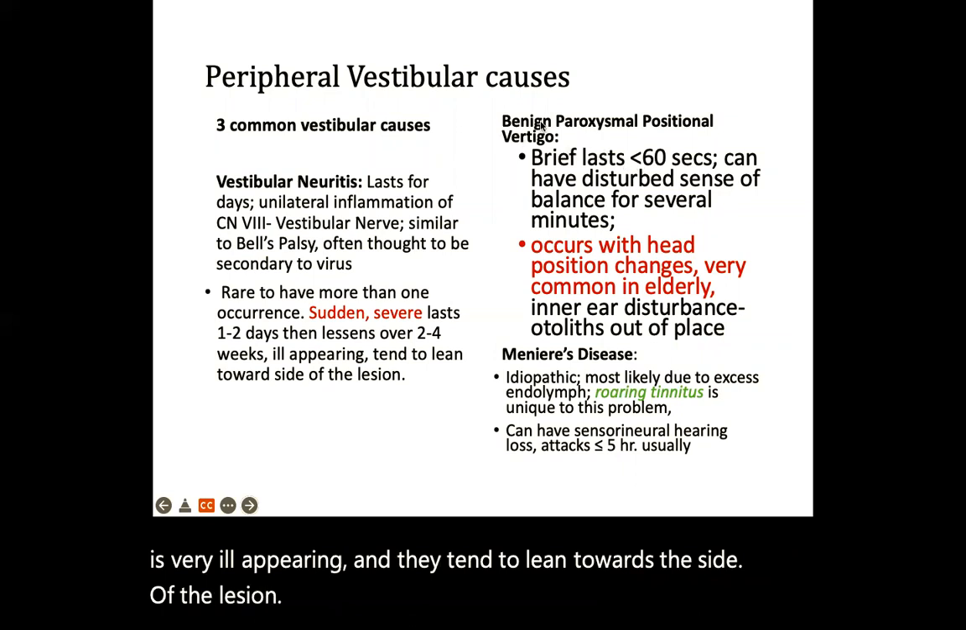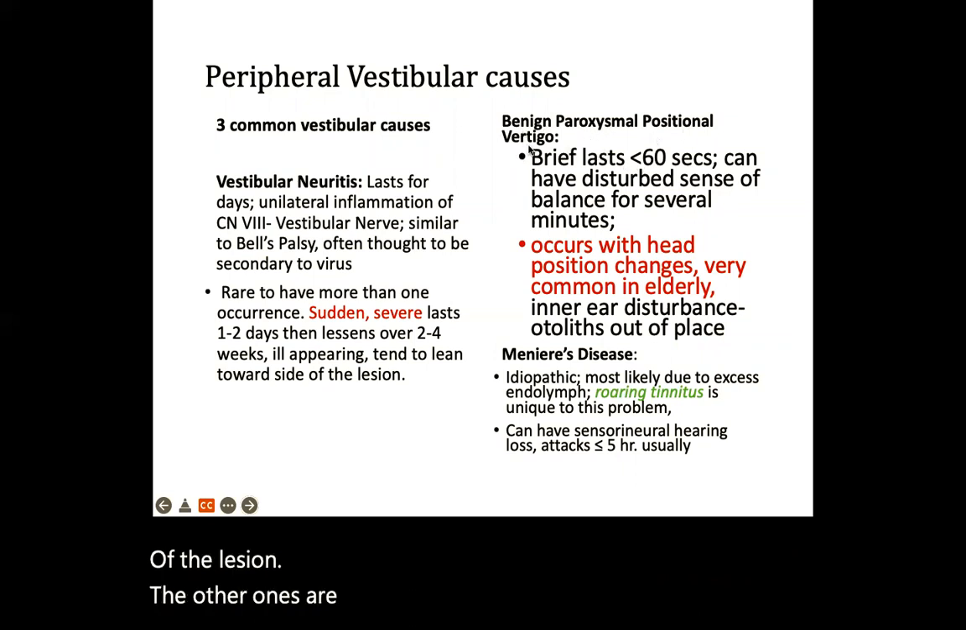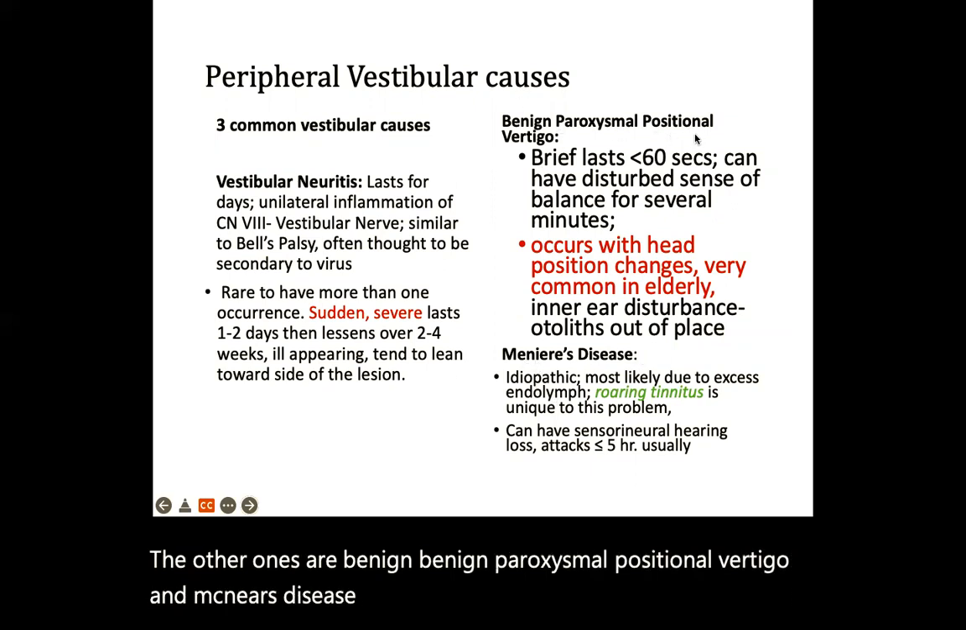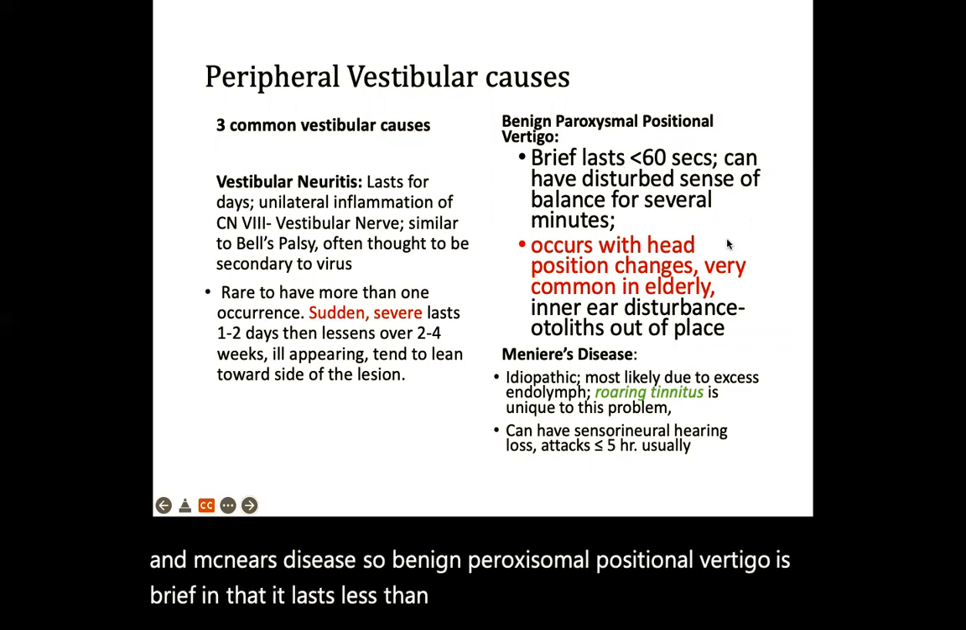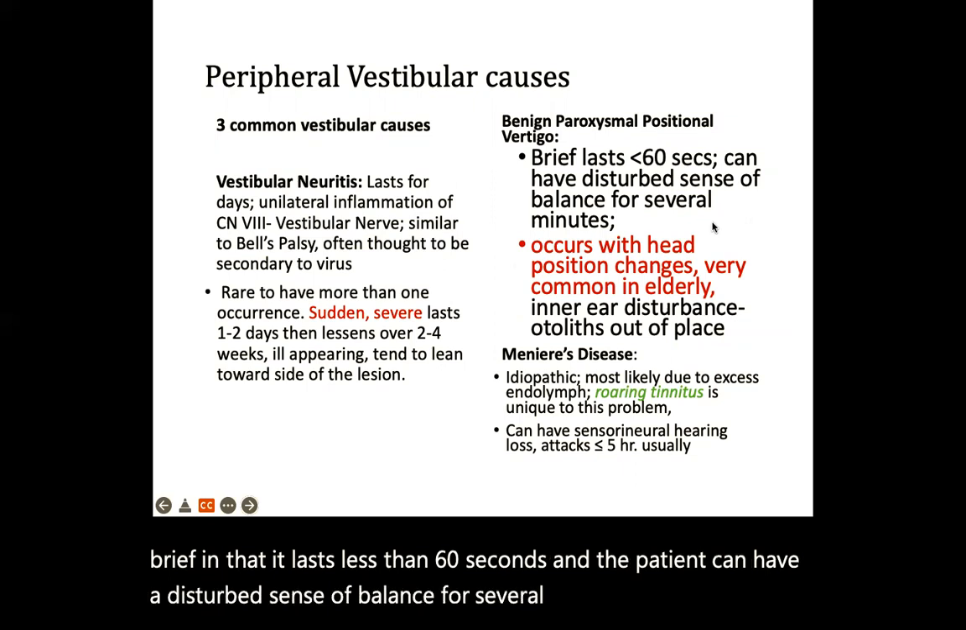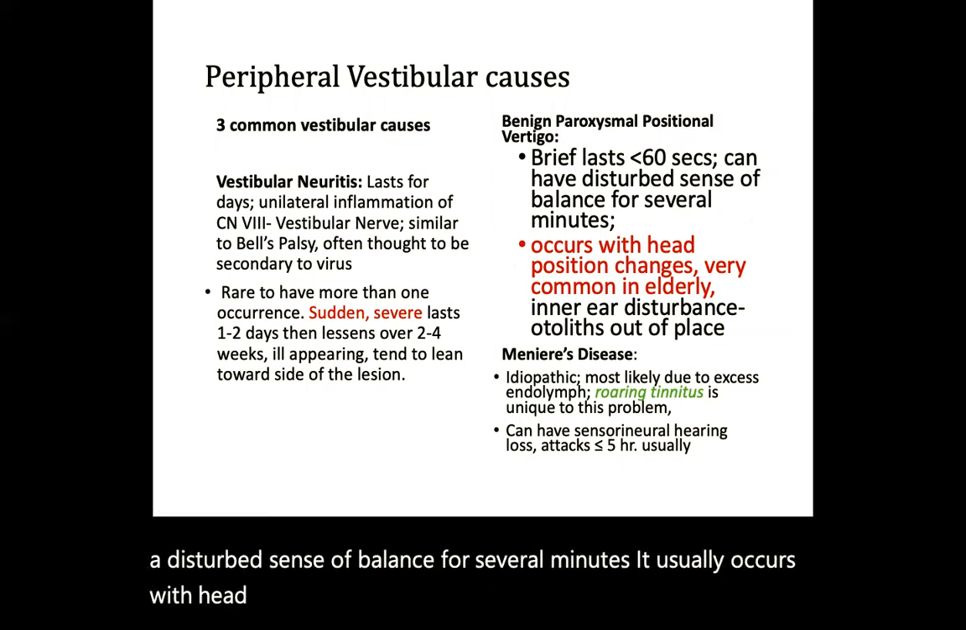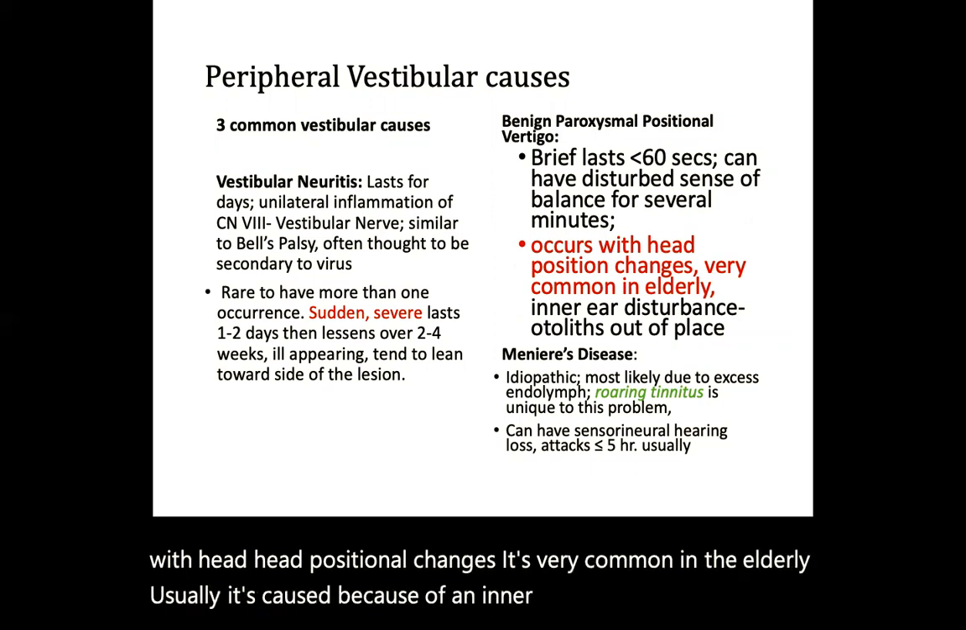The other ones are benign paroxysmal positional vertigo and Meniere's disease. So benign paroxysmal positional vertigo is brief in that it lasts less than 60 seconds, and the patient can have a disturbed sense of balance for several minutes. It usually occurs with head positional changes. It's very common in the elderly. Usually it's caused because of an inner ear disturbance where the otoliths are out of place.